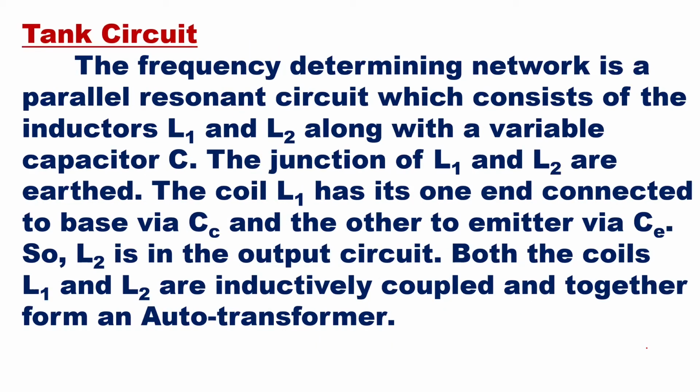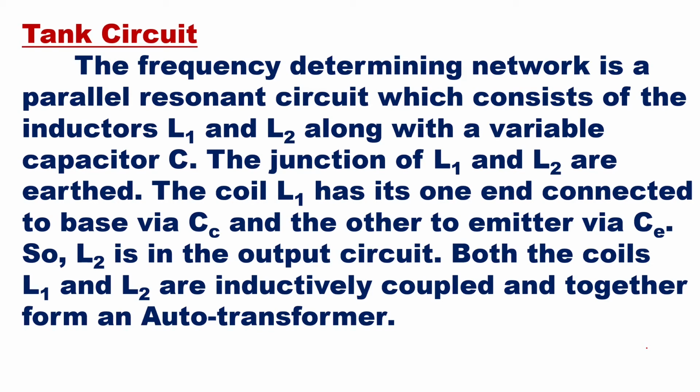Then if you speak about the tank circuit, here we can say that the frequency determining network, that is the tank circuit, is the one which is going to decide what will be the frequency of the output oscillations, how many cycles per second you are going to get. The frequency determining network is a parallel resonant circuit, that is L and C in parallel, which consists of inductors L1 and L2 along with a variable capacitor C. The junction of L1 and L2 is earthed, it is grounded.